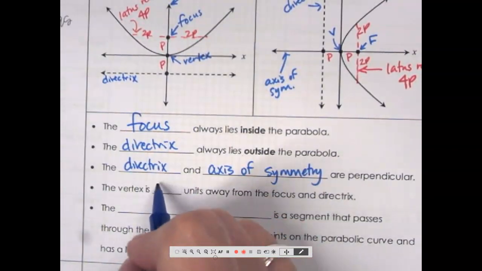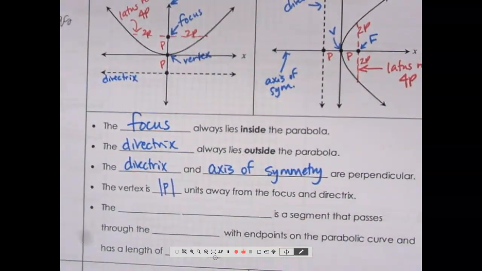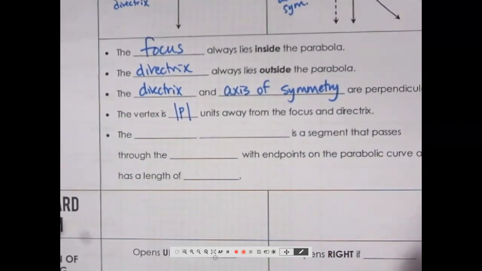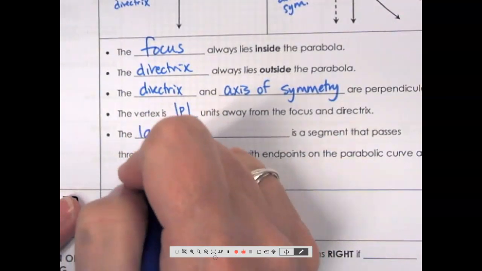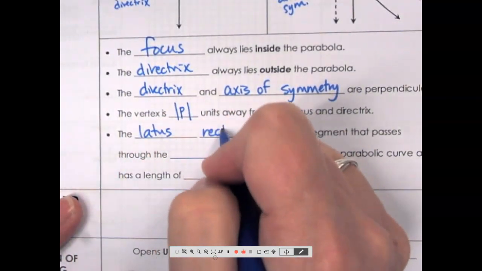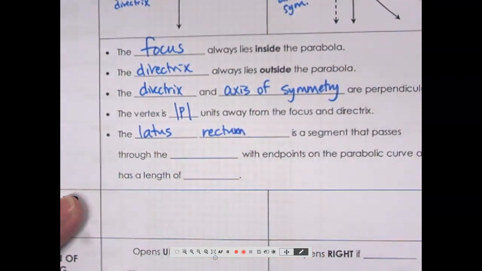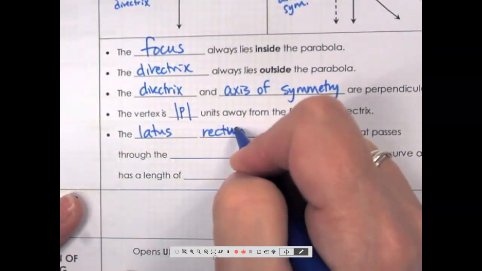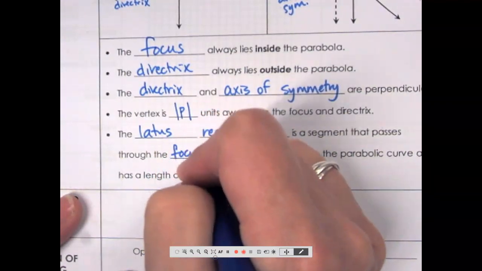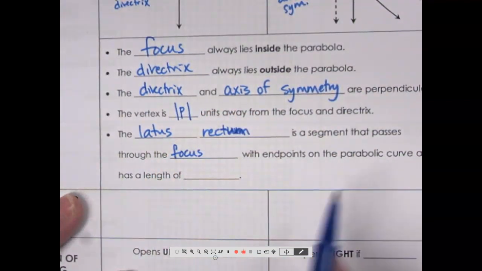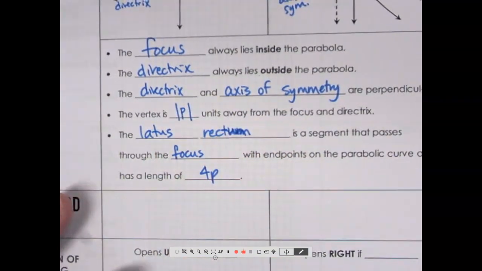The vertex is |P| units away from the focus and the directrix. And I put absolute value of P because sometimes our P value will be a negative number, and that will just indicate the direction that it's opening. The latus rectum is a segment that passes through the focus with endpoints on the curve and has length 4P.